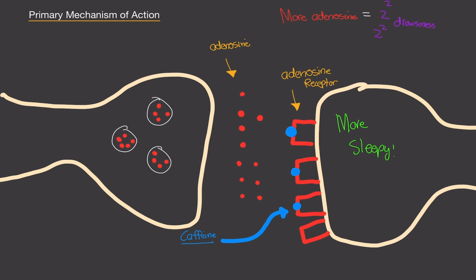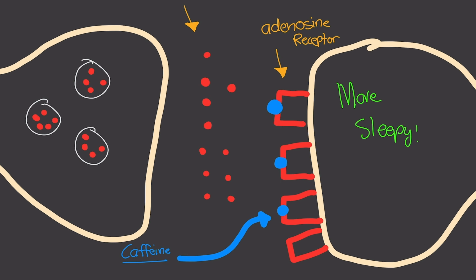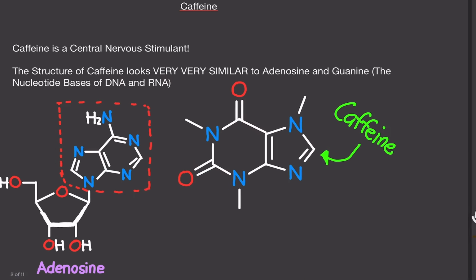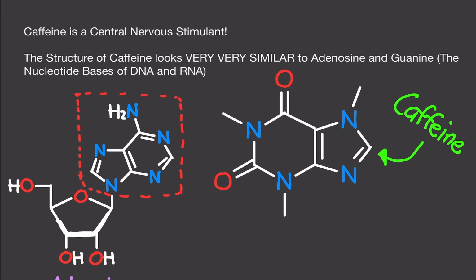Now, here's what caffeine does. Caffeine goes over to the adenosine receptors and it's able to bind, because remember how I said caffeine looks like adenosine. Their structure is very, very similar. Right? It looks very similar.